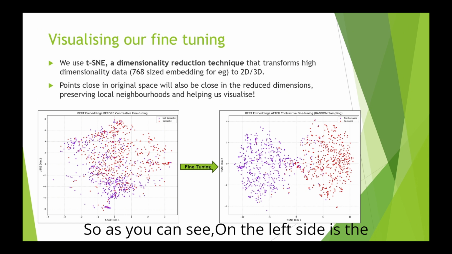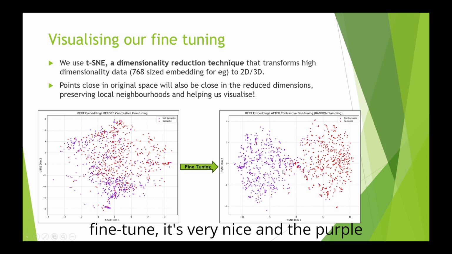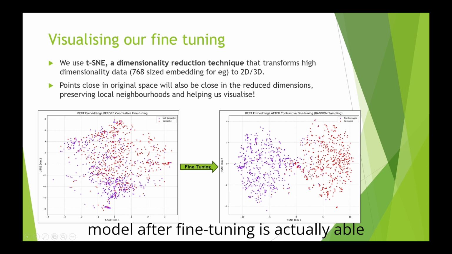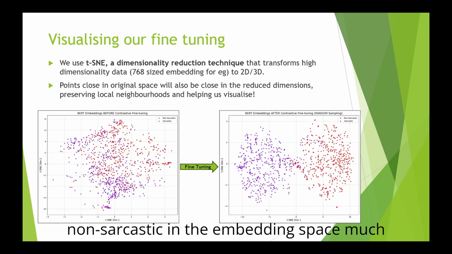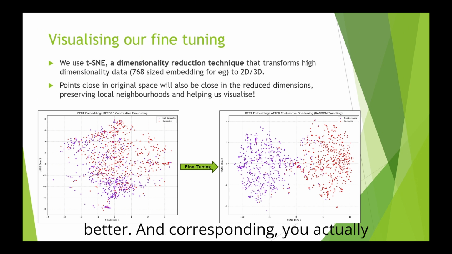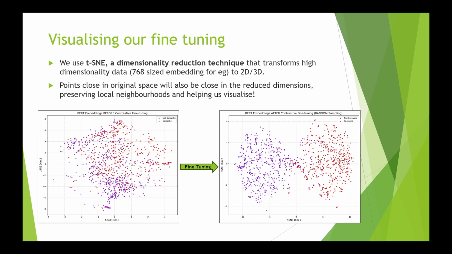As you can see, on the left side is before we fine-tune, and the embeddings are very mixed together. We can't differentiate them in the embedding space. But after we fine-tune, it's very nice, with the purple on the left and the red on the right. This shows that the model, after fine-tuning, is able to distinguish sarcastic and non-sarcastic in the embedding space much better, and correspondingly we get higher performance, which we will see later using simple logistic regression.